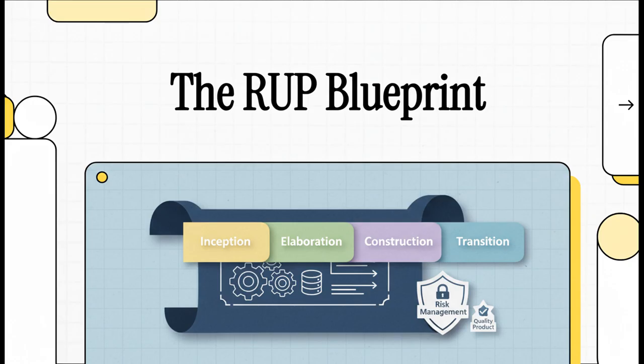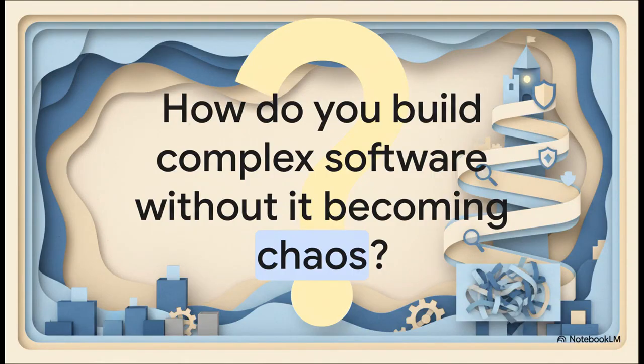It's called the Rational Unified Process, or as most people know it, RUP. I mean, really think about that for a second. You've got hundreds of developers all working on the same system. How in the world do you keep everyone pulling in the same direction? More importantly, how do you make sure the thing you're building is actually what people want and need? It's a recipe for disaster, right?